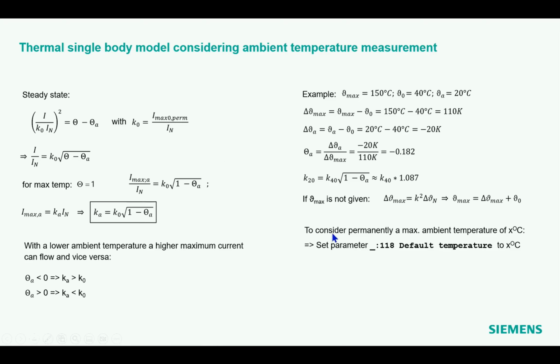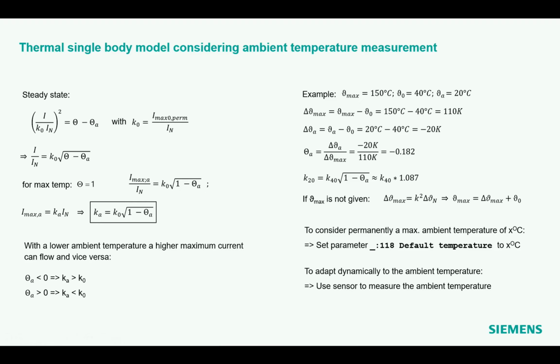Take your reference K factor and set here another default temperature, and the relay will consider this. This is called default temperature. In reality, it describes the ambient temperature. And it's called default temperature because there's also a second possibility. I can adapt dynamically the thermal capacity or the thermal capability of the motor depending on the ambient temperature when I use a sensor and I measure the ambient temperature.